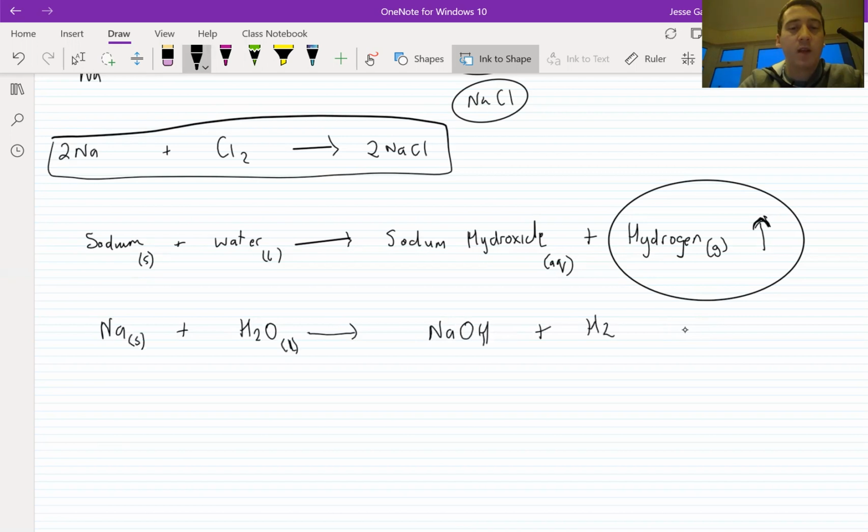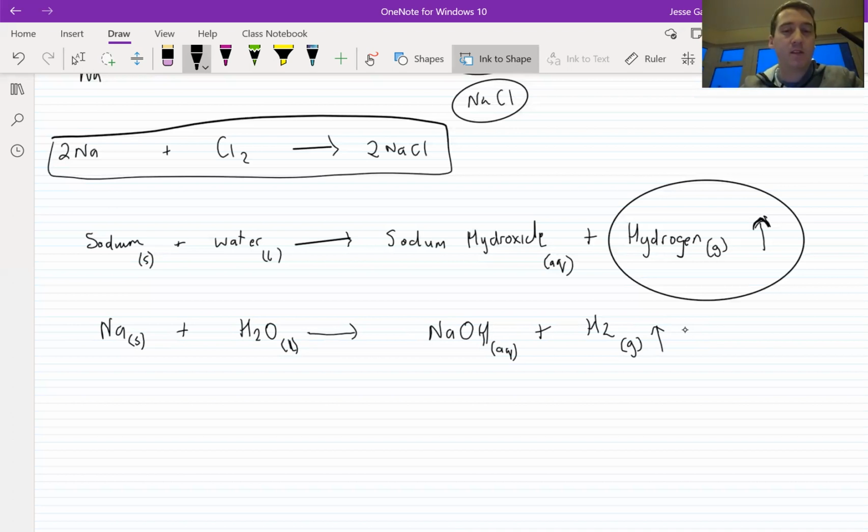H2O is a liquid at room temperature. NaOH is an aqueous solution. It's a solid dissolved in water. And H2 is a gas. And because the gas is given off, our mass would appear to go down during this equation. Even though that doesn't technically mean mass is being destroyed, it isn't. It is being converted to product, but the product is not being trapped in your system, which basically means it looks like it's not there anymore, but it was there, it just hasn't been captured. So the mass of your reaction might appear to go down.